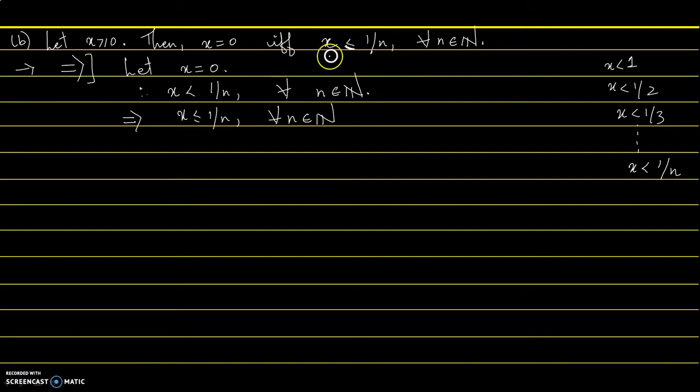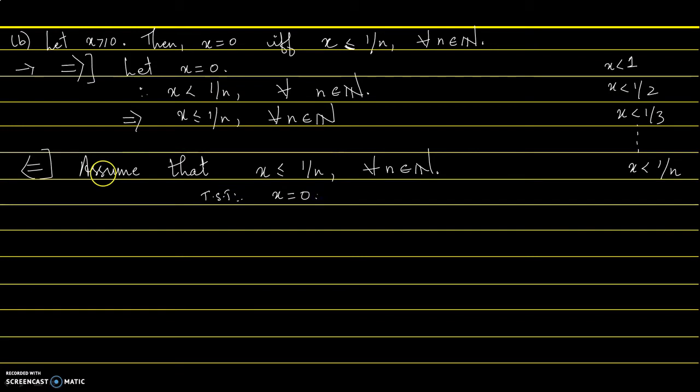Conversely, I will assume that this part holds and then show x equal to 0. Okay, so conversely, second part, converse part, assume that x is less than or equal to 1 upon n for every natural number n. Okay, so the second statement I'm assuming, and what is the claim? I need to show that x is equal to 0.